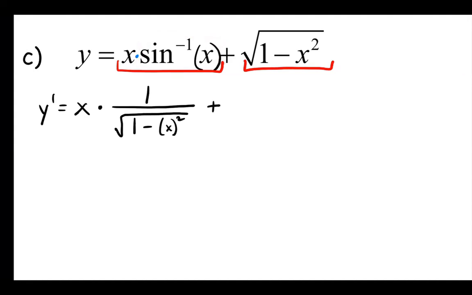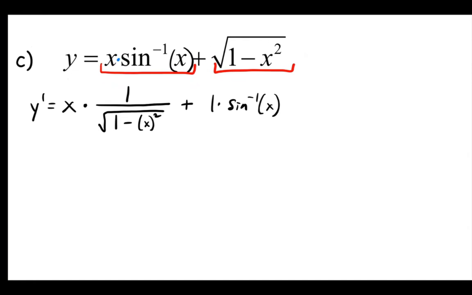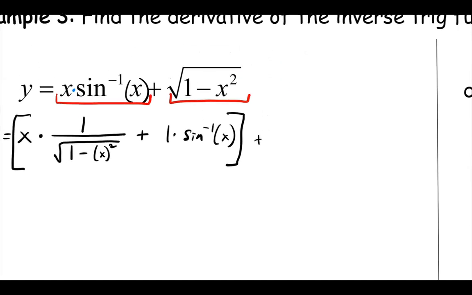Plus the derivative of x, which is just 1, times the second. Okay. So this is the derivative of the first grouping there. Now the second. How am I going to find the derivative of this guy here now?